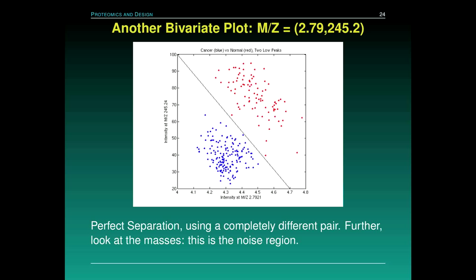Then we looked at the masses. Now, 245 bothers us. 2.8. Cancers and controls differ in their ability to incorporate different isotopes of hydrogen? No, that's not how it works. See, actually, that 2.8, the calibration of the machine doesn't work. It doesn't extend down that far.